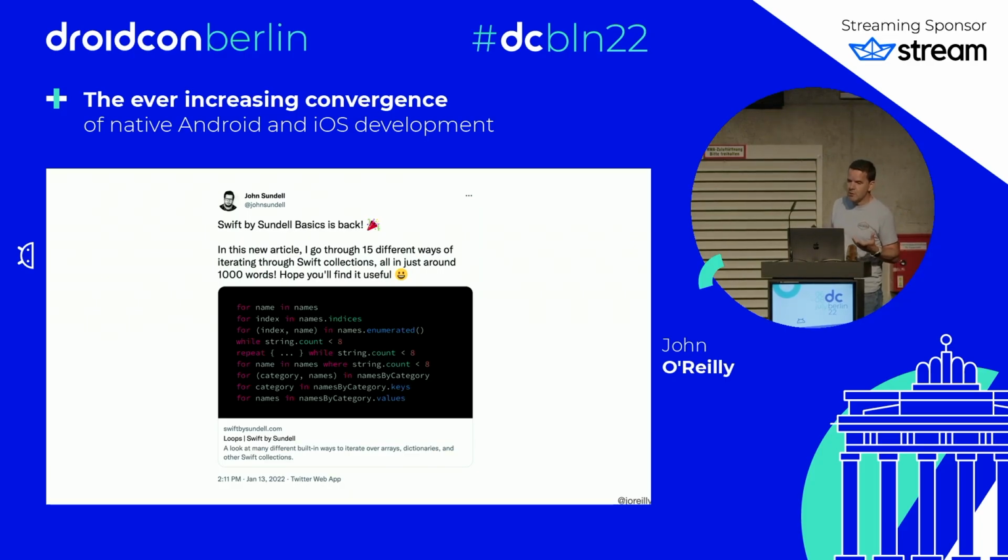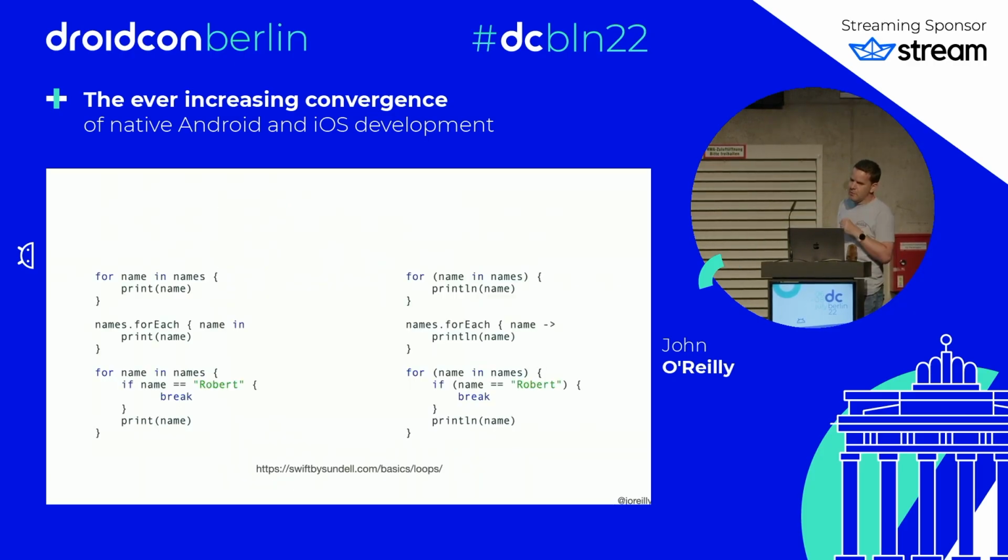So John Sundell wrote this article recently on different ways of iterating over a Swift collection, and I thought it would be interesting to see what the Kotlin equivalent would be. So if we look at the first few examples from the article, it probably won't take people too long, but at a glance, can folks spot which is Swift and which is Kotlin? Any takers?